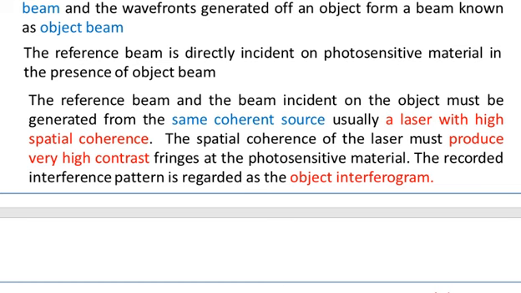The wavefront which is reflected or scattered off the object is called the object beam, and the reference beam is a beam which directly illuminates the photosensitive material. So these two beams at the photographic plate interfere with each other, forming an interferogram called the object interferogram, and this object interferogram is recorded in holography.